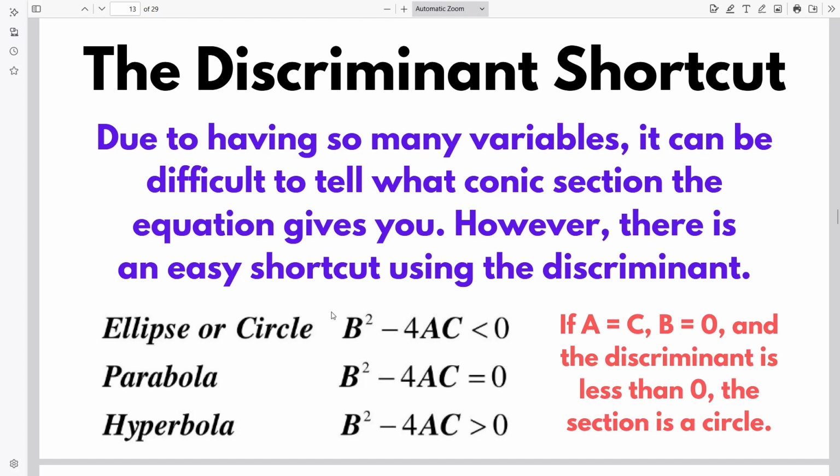Also, the reason it says ellipse or circle is because if a equaled c, so basically the major axis was the minor axis, and b is 0, so there's not that weird xy term, because that's not in circles, it's a circle now. It's not an ellipse. This is an if and only if: if and only if a equals c and b equals 0 and the discriminant is less than 0, it is a circle.